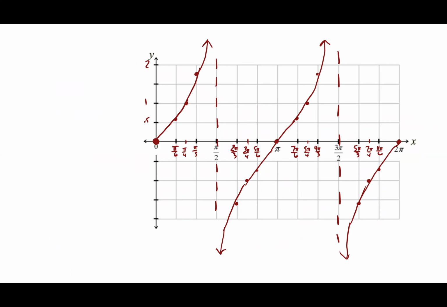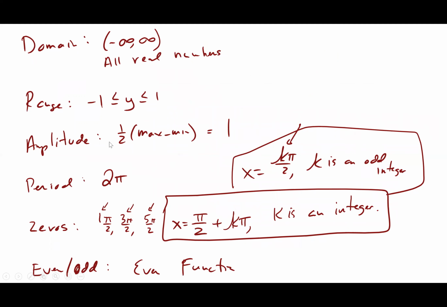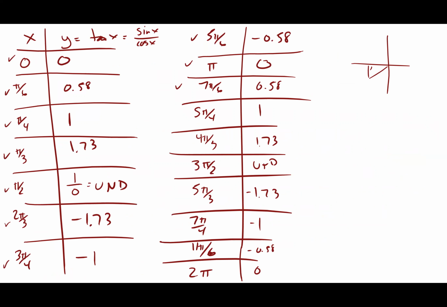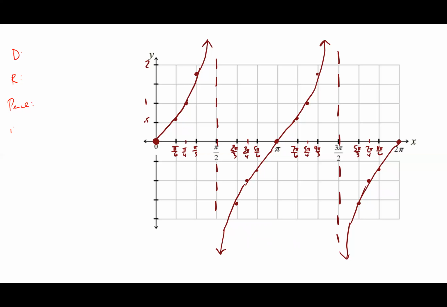Cool. So I guess we better find out just real quickly here. So I need domain. I'll do R for range, P for period. Let me go back to this one. Oh, amplitude, zeros, A and P for amplitude. I'll go with zeros and even or odd. We'll figure out what that is.